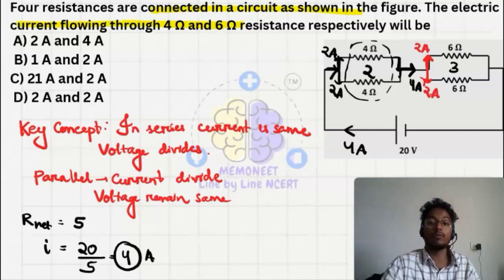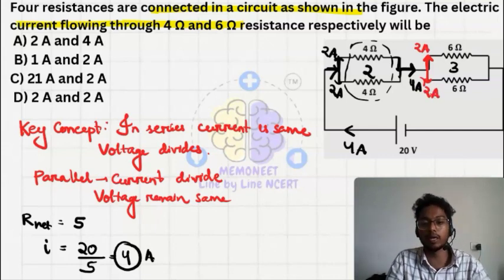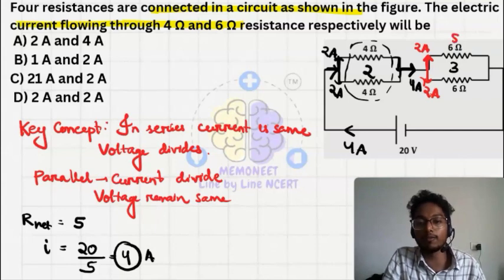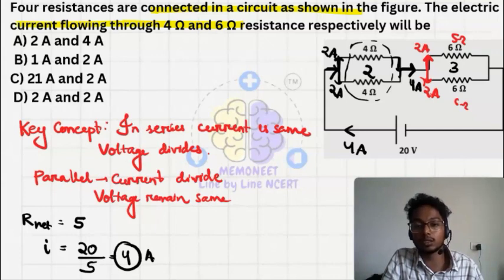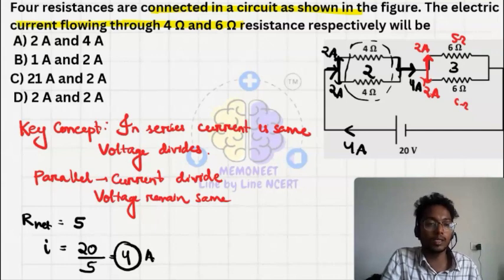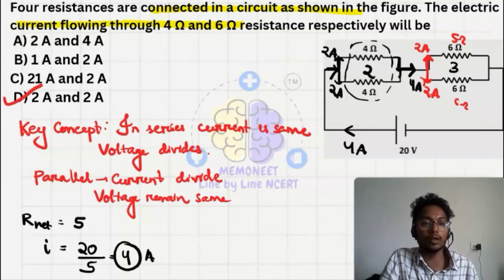If the resistors were of different values, let's say this is 5 ohm and this is 6 ohm, then the current would divide according to the proportion, to make the change in potential between these two resistors equal. So what will be the answer? 2 ampere and 2 ampere in both the 4 ohm and 6 ohm. So option D is our correct answer.